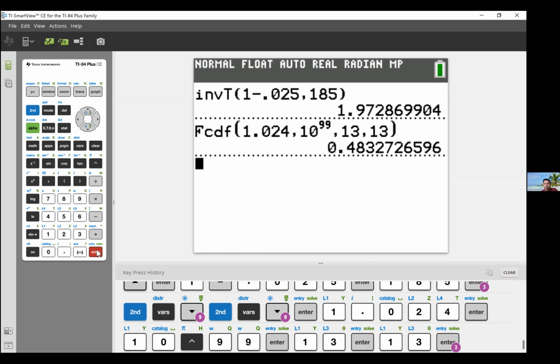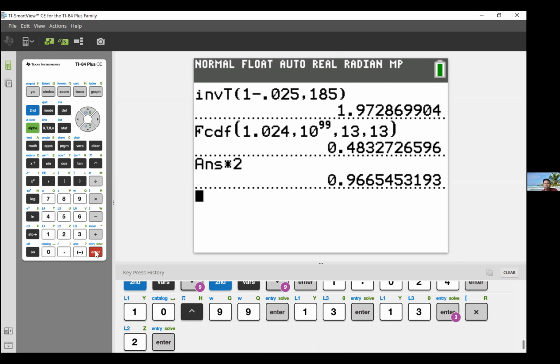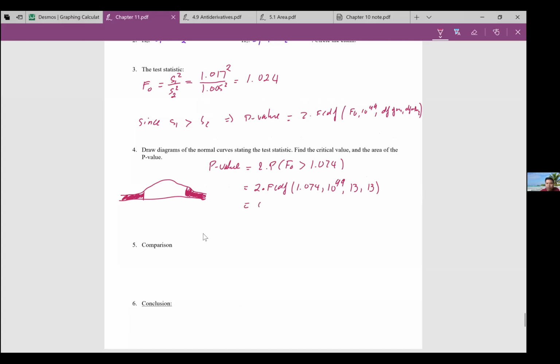And there we go. Don't forget to multiply it by 2 because it's two-tailed. So we get 0.9665. So this gives us 0.9665.